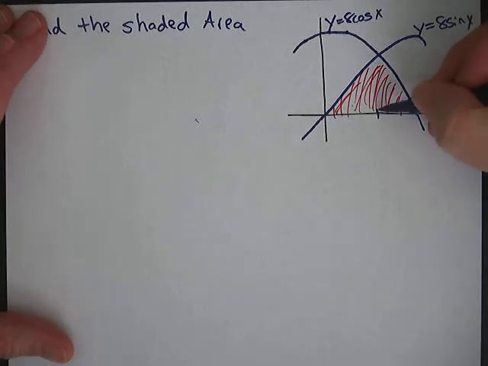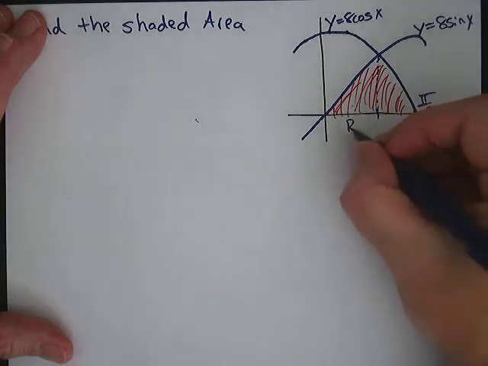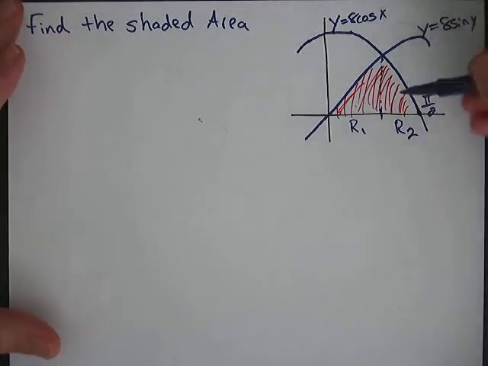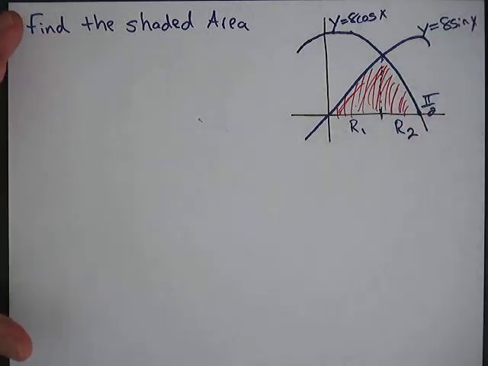So the only way to do a problem like this is split it up into two different regions. We can call this region 1, and we call that region 2. That's because the upper bound is going to be different from here to here.